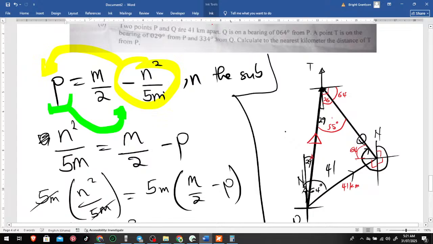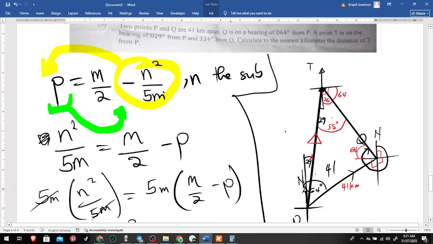And the small angle here, if everything is 64, and from here to here is 29, this place is going to be what? From here to here, it's going to be 64 minus 29, right? 64 minus 29 is 35. So here is 35. Small angle here is 35. Are we okay?